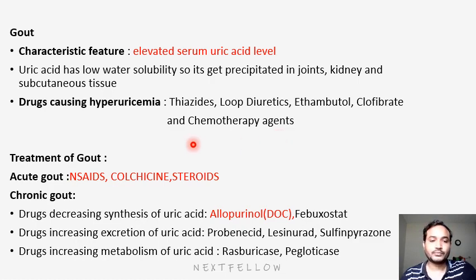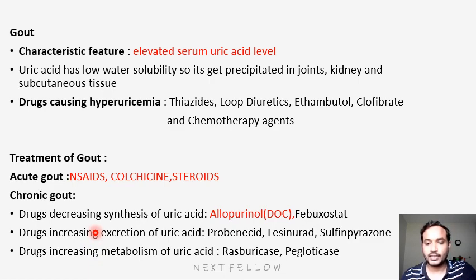So what is the treatment of gout? Normally there are two conditions, acute gout and chronic gout. For acute gout, we will use drugs like NSAIDs, colchicine and steroids. For chronic gout, first we have to decrease the synthesis of uric acid, next increase the excretion, and next increase the metabolism of uric acid. By these three mechanisms, we treat chronic gout patients.